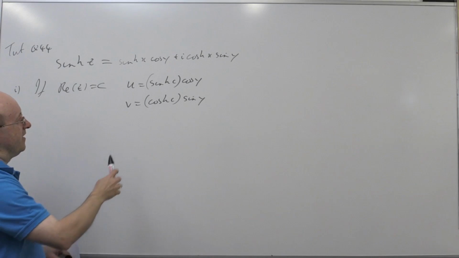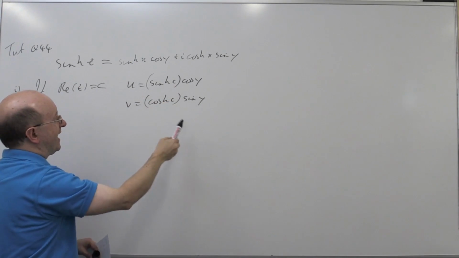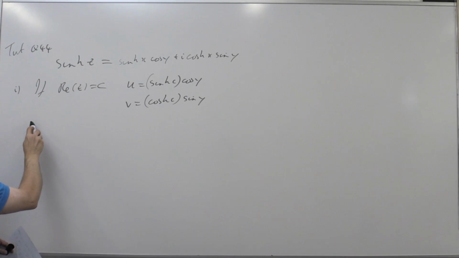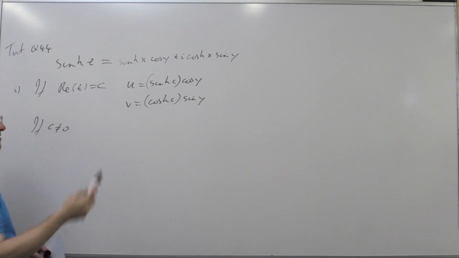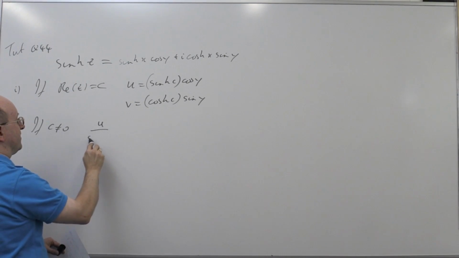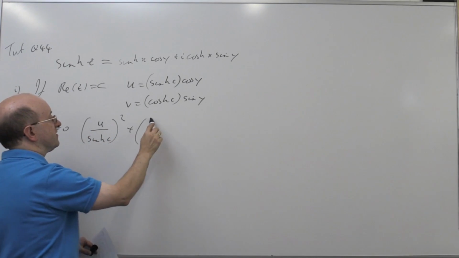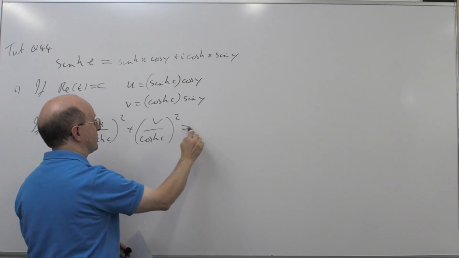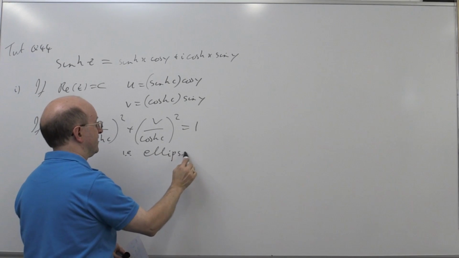Well, if we divide through by the appropriate hyperbolic parts and square and add, as long as c is not 0, we're going to get an ellipse, in fact. So if c is not 0, because that's the only time cos or sine vanish, c being real, we get (u over sin c) all squared plus (v over cos c) all squared is 1, i.e. that's an ellipse.